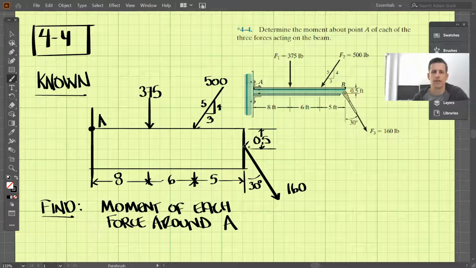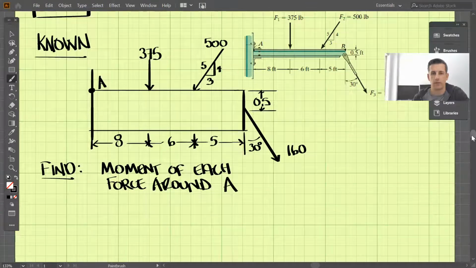F3, I think, is the trickiest one to do because we have this 160 pound force at 30 degrees. The downward component of this force is going to create a clockwise moment around A. And we also have a horizontal component of this force, which is going to want to create a counterclockwise moment around A. So this is the tricky one because we need to take into account both the vertical and horizontal components of this force creating moments around A. So let's get started with this.